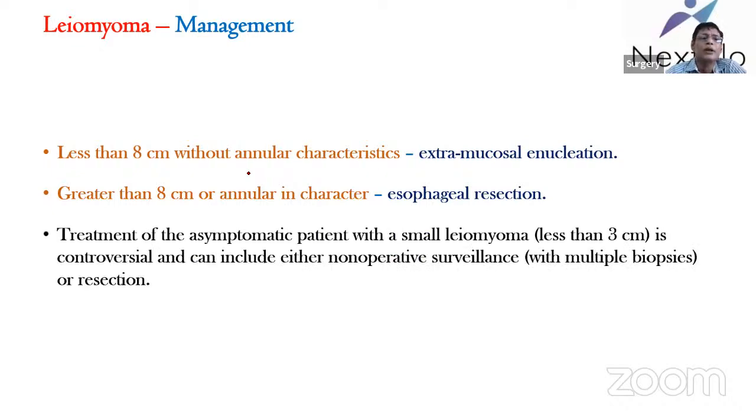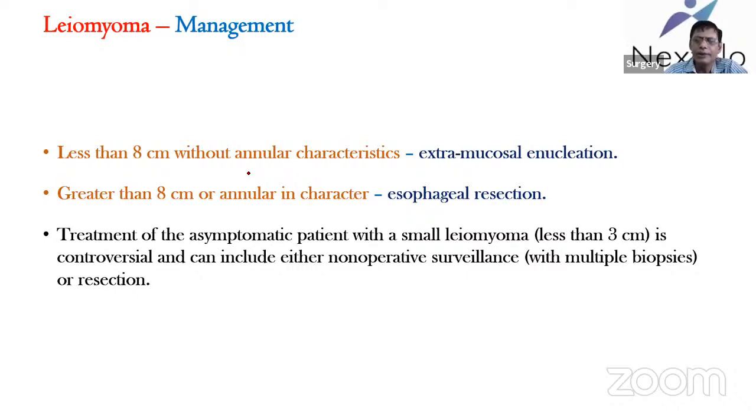Okay. The treatment of the asymptomatic patients with small leiomyomas, that is less than 3 centimeters, is controversial. Either we can go with surveillance only. If the patient is not having any clinical features, we can take the patient for surveillance with multiple biopsies. Or if the patient is having clinical presentations like dysphagia and all, then we can go with a resection over here.